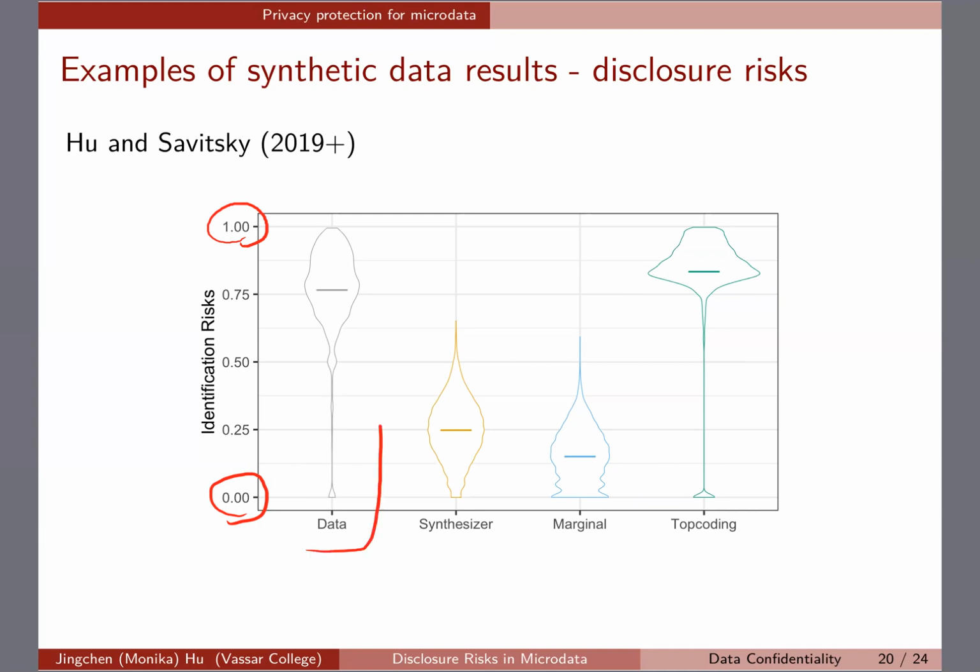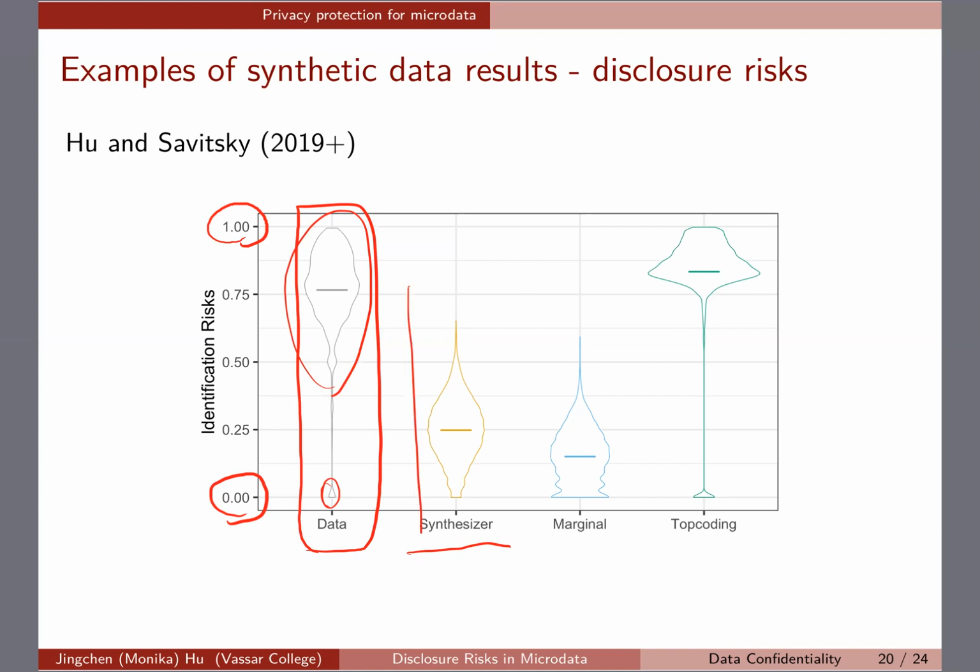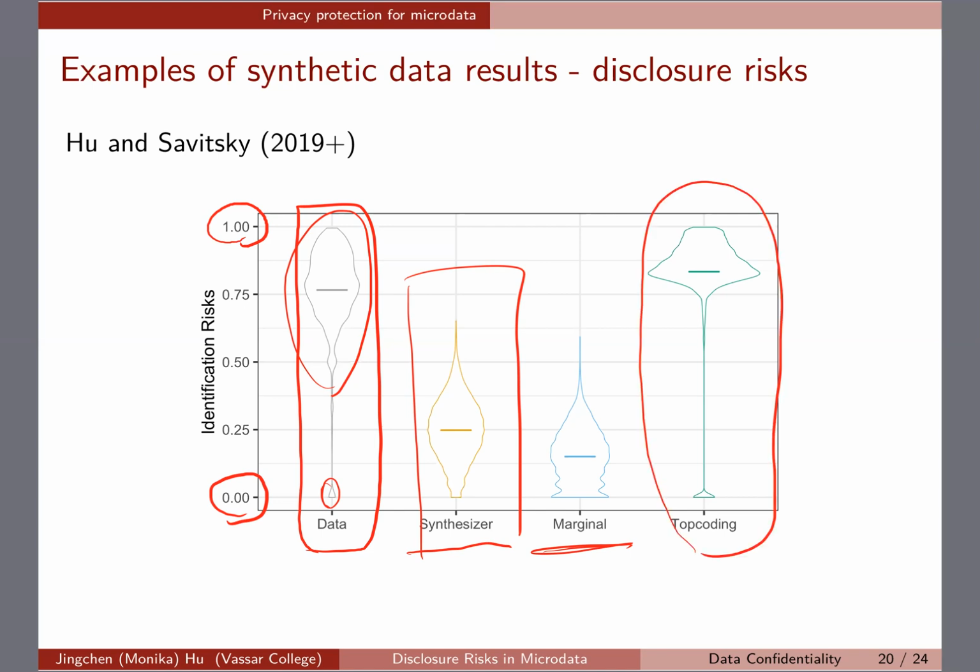This one is about the data, just evaluating the risk on the original data. It's super high. You see the bulk of this is on the top, with only a few records elsewhere. And this is the synthesizer that we developed. You can see that the whole thing is being shrunk down. And this is another method we proposed. You don't have to worry about this, but as a comparison, we plot what topcoding would look like, and the risk is super high.